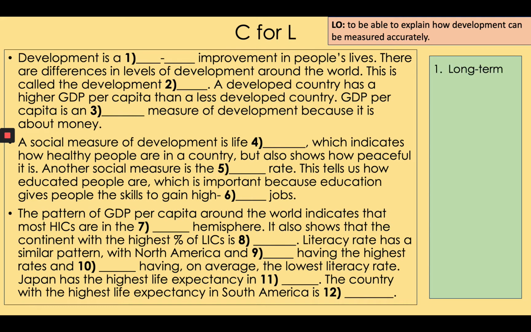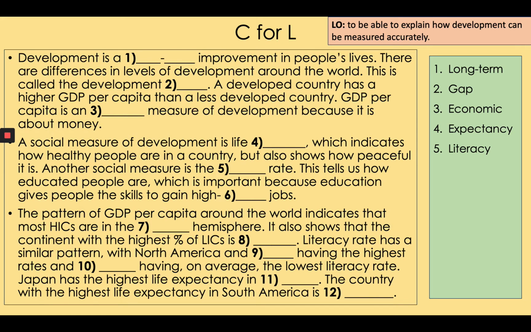Development is a long-term improvement in people's lives. There are differences in levels of development around the world. This is called the development gap. A developed country has a higher GDP per capita than a less developed country. GDP per capita is an economic measure of development because it is about money. A social measure of development is life expectancy, which indicates how healthy people are in a country, but also shows how peaceful it is. Another social measure is the literacy rate.